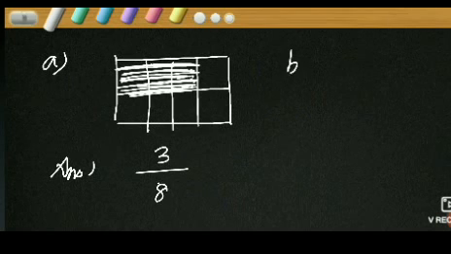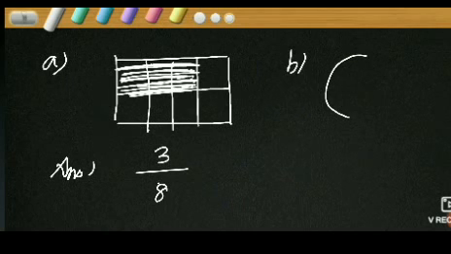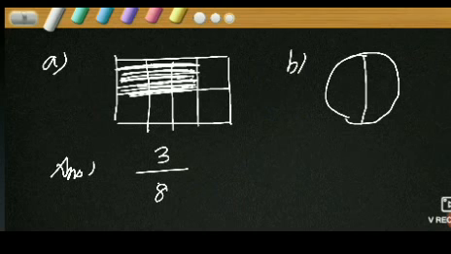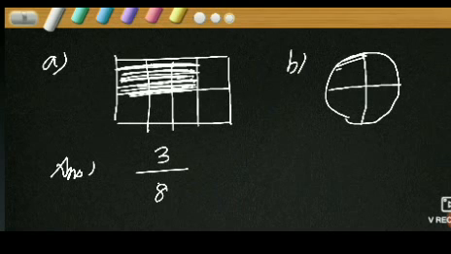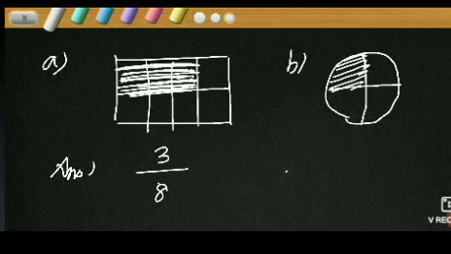Okay, B. Please draw one circle neatly. Please draw using a coin, bangles or something like that, any circular object. And we have divided this into how many equal parts? Yes, we have divided this into 4 equal parts. Among these 4 parts, we shaded only one part.